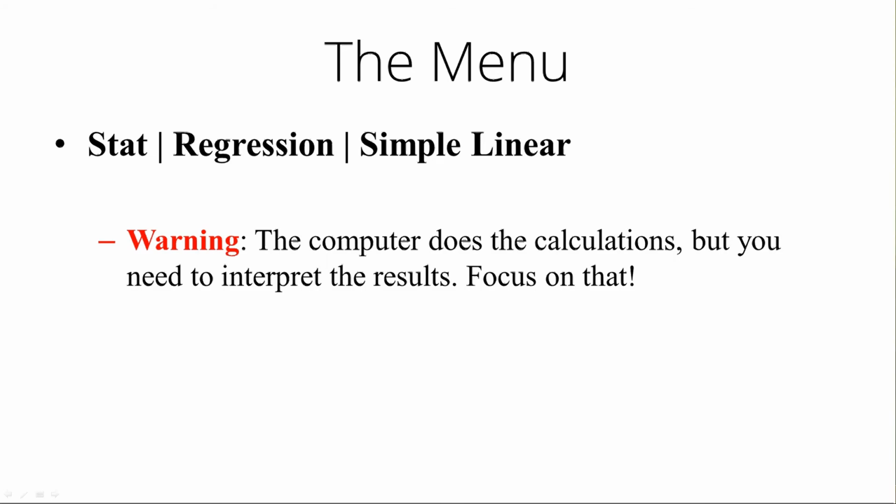In StatCrunch, the menu trail is going to be Stat, then Regression, and then Simple Linear. Again, I can't emphasize this enough. We are beyond the position where doing these calculations by hand is something that's realistic. You use the computer to do those calculations. You need to interpret the results, but use the computer to do those calculations.